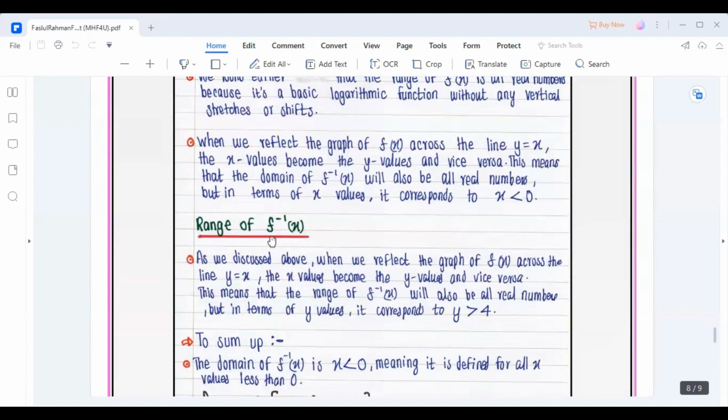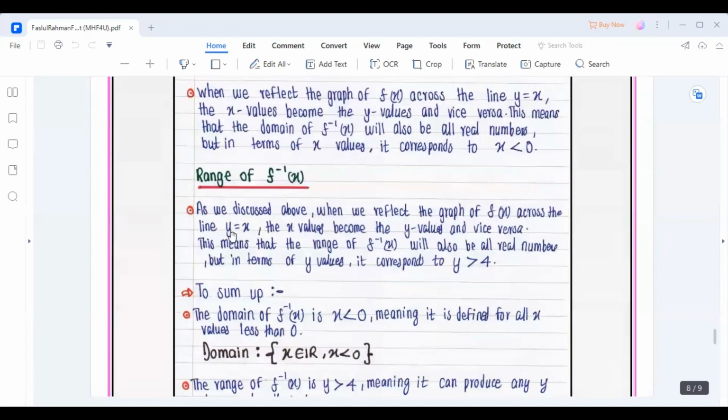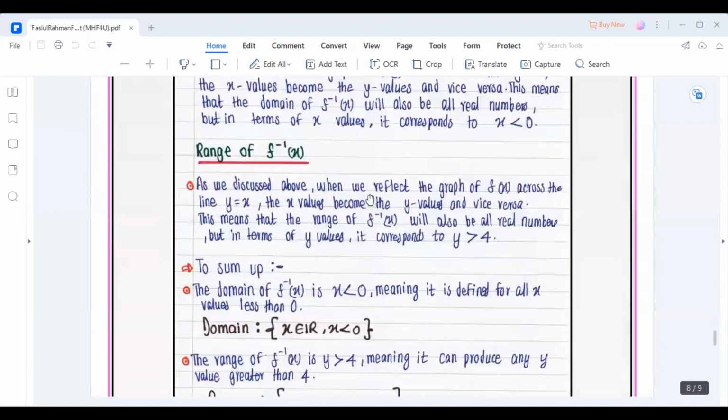Next one is the range of f inverse x. As we discussed above, when we reflect the graph of f(x) across the line y equal x, the x values become the y values and vice versa. This means that the range of f inverse x will also be all real numbers, but in terms of y values, it corresponds to y greater than 4.